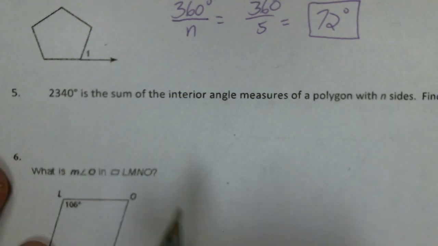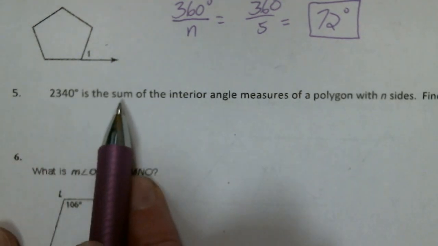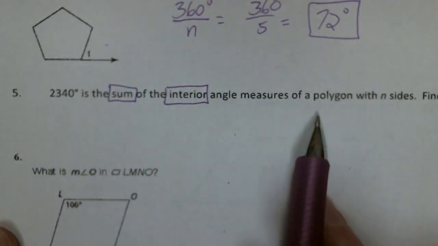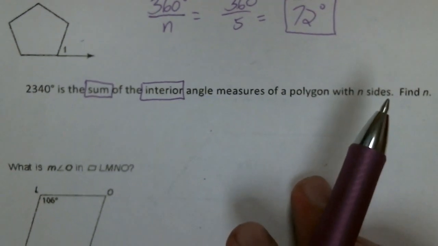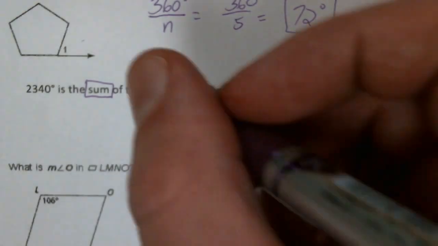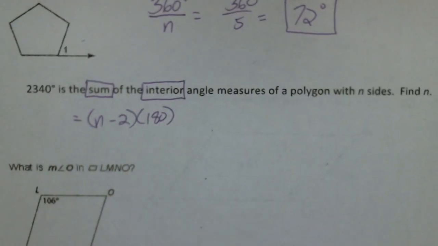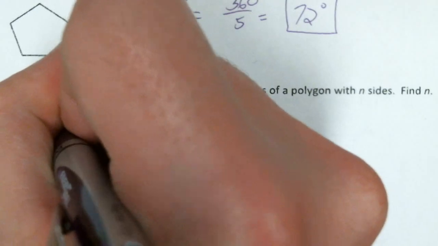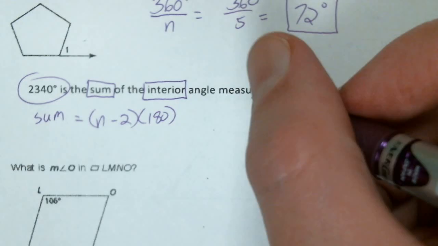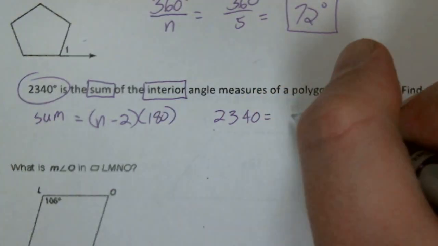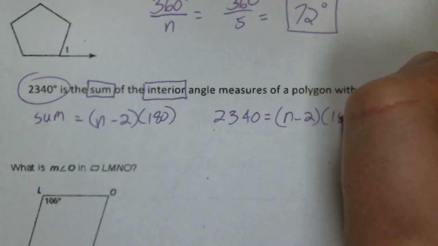All right, next one down here, we did this one in class. It says 2340 is the sum of the interior angles of a polygon with n sides, and we're being asked to find the number of sides, find n. So I'm going to use my sum formula, n minus 2 times 180 equals the sum. Normally we're trying to find the sum, but in this case we've been given the sum. They tell us the sum is 2340, so I'm just going to plug it in here. So 2340, the sum, is equal to n minus 2 times 180.